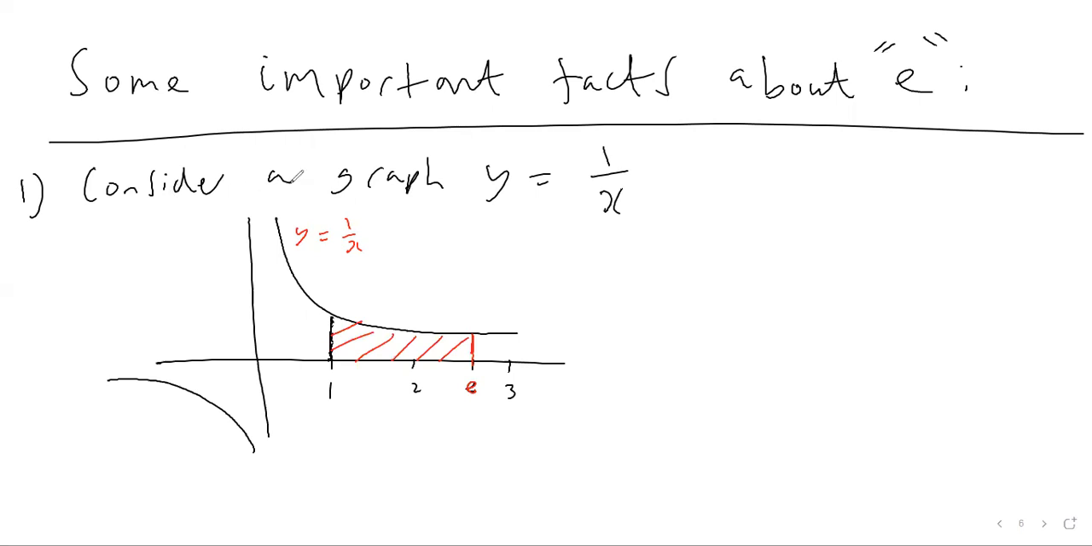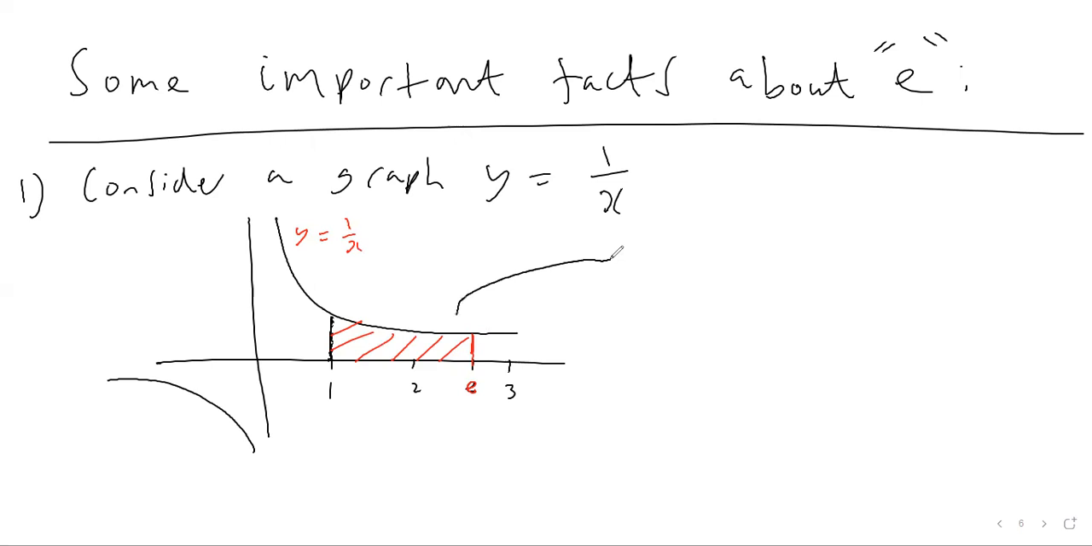So the first one here is this one. Let's think about a graph y equals 1 over x. What I've done here is I've just sketched the graph in black. So we've got 1 over x there, this kind of reciprocal graph. I put a number 1 there, I put a number e there, and I've basically drawn an area below the graph between 1 and e.